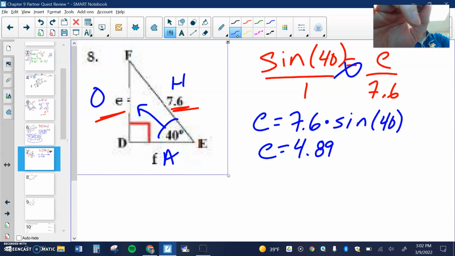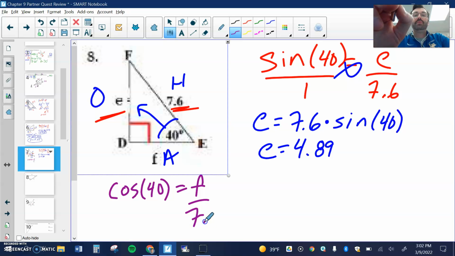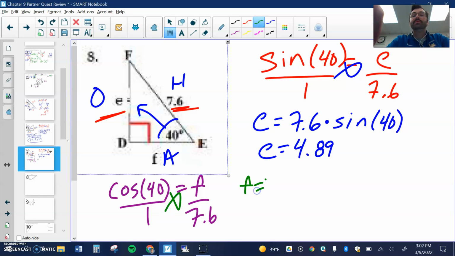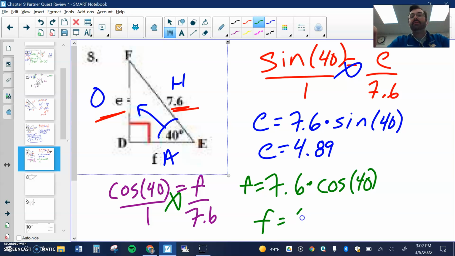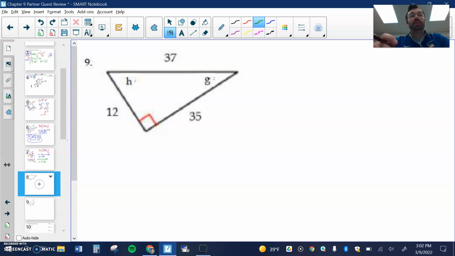I'm going to do trig again, because I used the Pythagorean theorem on the last one. So cosine of 40 equals F over 7.6. Put this over 1. Cross multiply. F equals 7.6 times cosine 40. So what did I get for F? 5.82. Let's keep going.